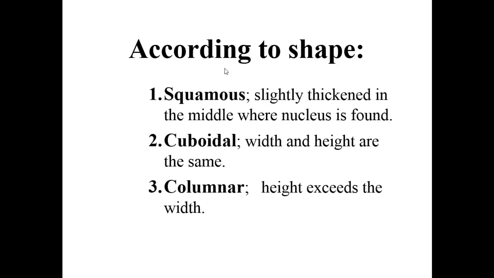According to shape, we usually have three shapes. Cells can be squamous, which means flat, or cuboidal. This is from the word cube. We know that a cube has the same width, height, and length. And columnar shape, which is from the word column, which means tall. So here the cells have very long height and very short width. Okay, so according to shape, epithelial cells can be divided into three: squamous, cuboidal, or columnar.